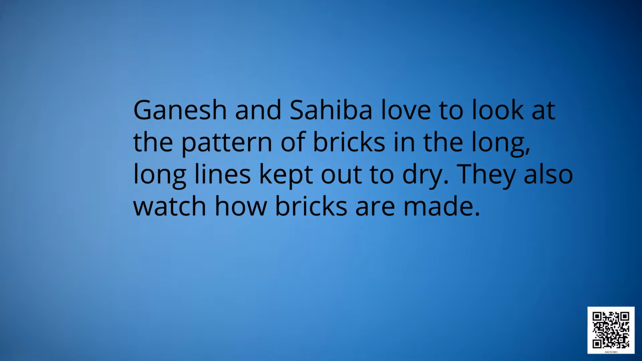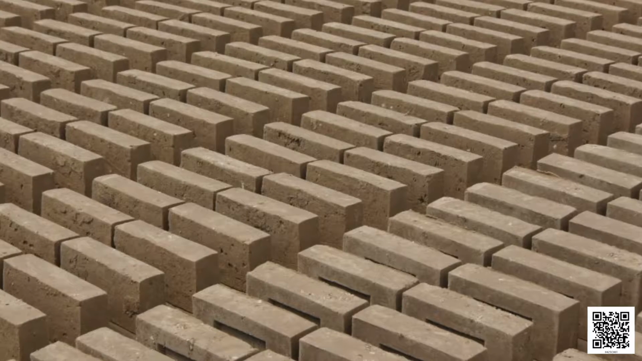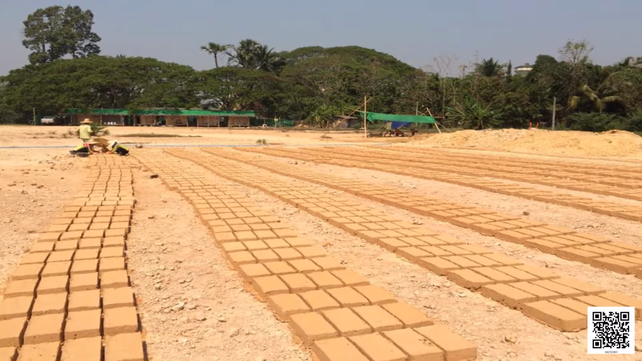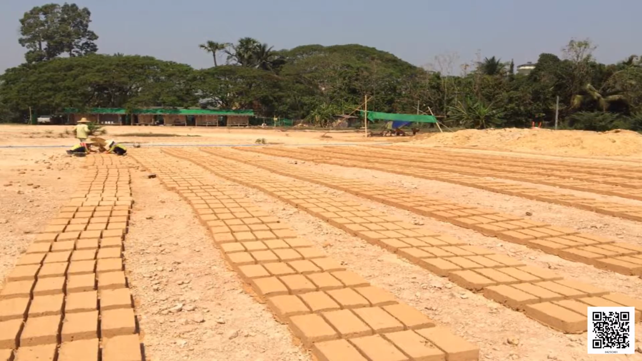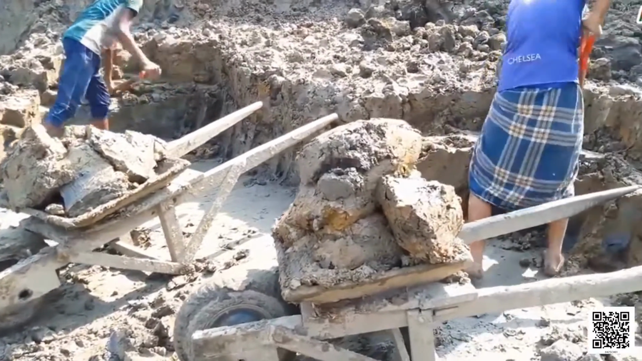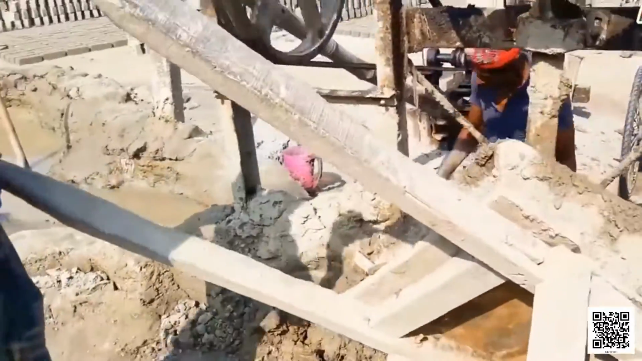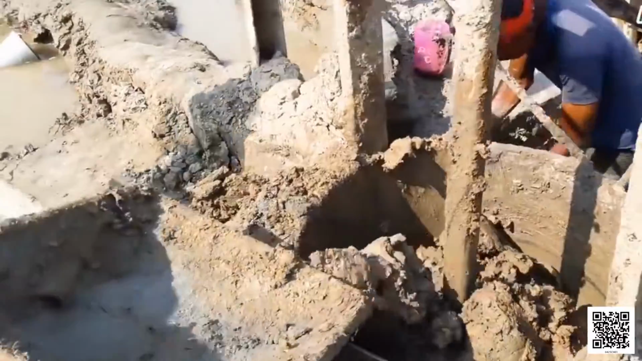Ganesh and Sahiba love to look at the pattern of bricks in the long lines kept out to dry. They also watch how bricks are made. Let's find out how bricks are made. In order to make bricks, firstly, the mud is dug out of the earth, then it is cleaned and it is mixed with water to make a dough.